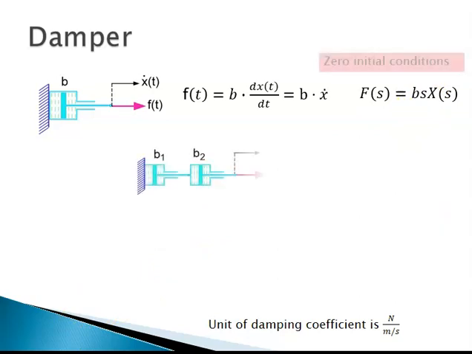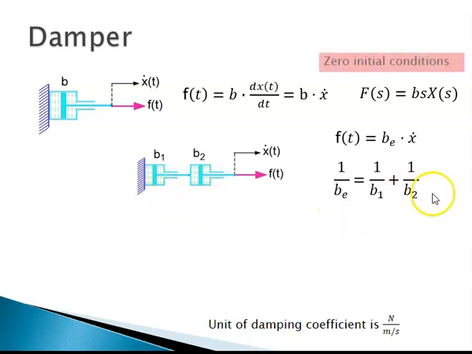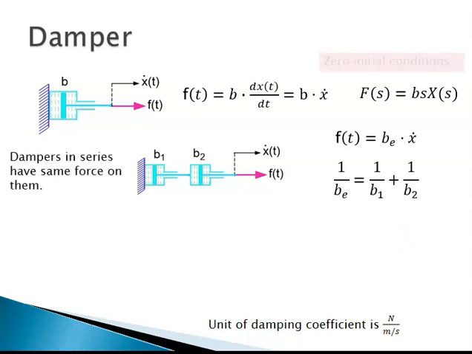When you have two dampers in series, you can find an effective or equivalent damping coefficient whose reciprocal is the sum of the reciprocals of the individual dampers. That is, if this is B1, B2, when they are in series, their equivalent damping coefficient BE is given by 1 over BE is 1 over B1 plus 1 over B2. Again, we see that when dampers are in series, they carry the same force throughout.